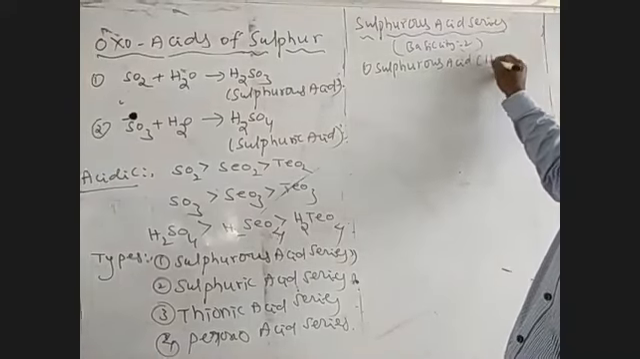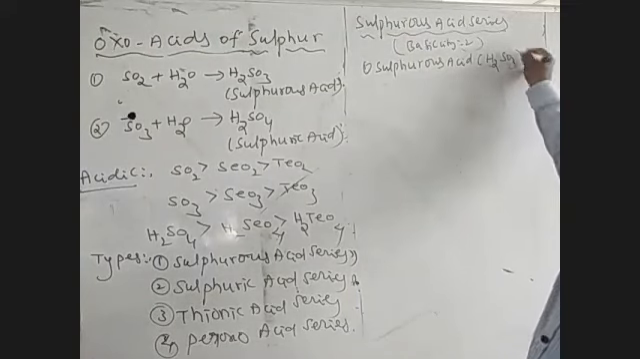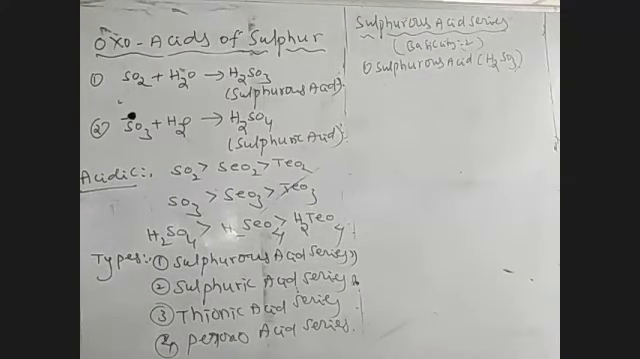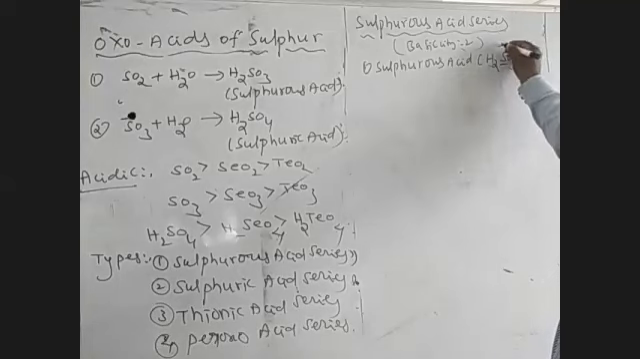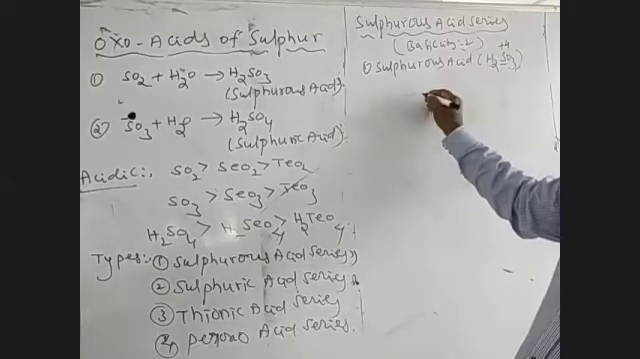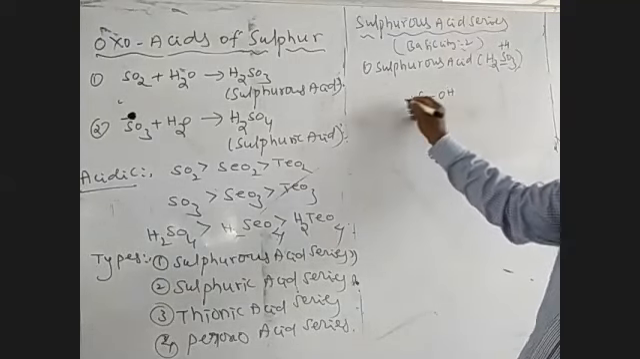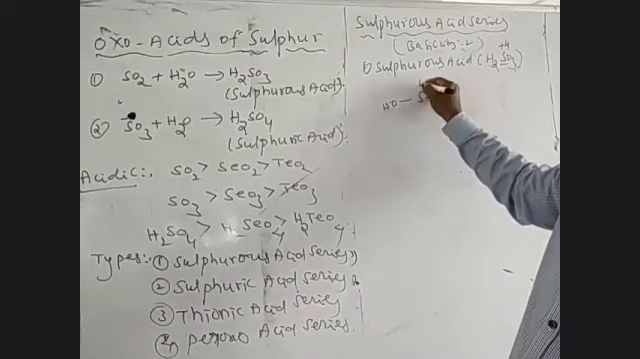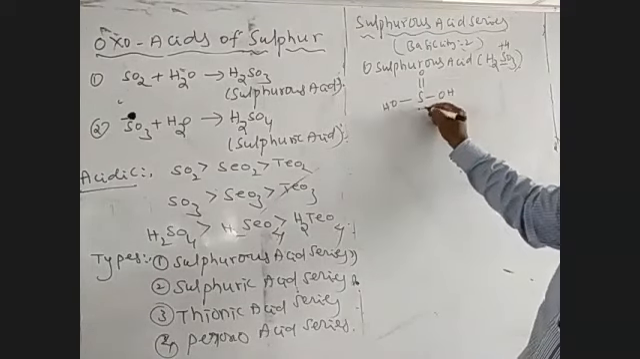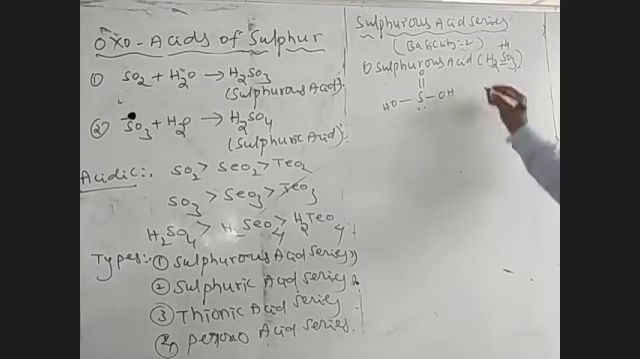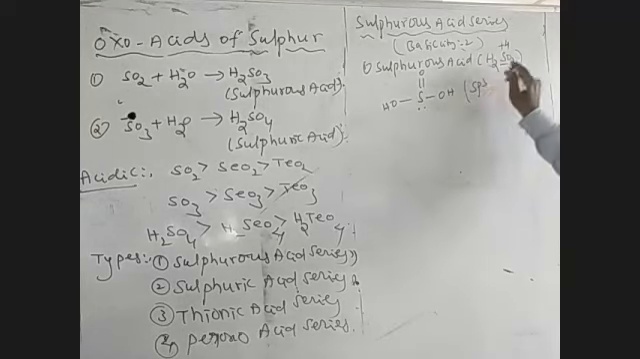Sulfurous acid. The molecular formula of this compound is H2SO3. Here the oxidation state of sulfur is +4. The structure of the compound: OH and double bond O, with sulfur containing one lone pair. The hybridization of sulfur is sp3. Sulfur group number is 6, 6 plus 2 is 8, 8 by 2 is 4, 4 minus 3 equals 1. So it contains one lone pair.